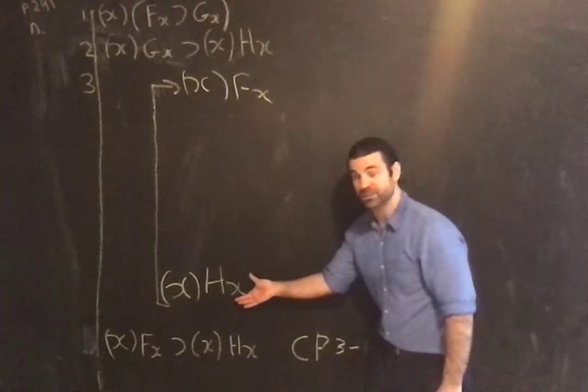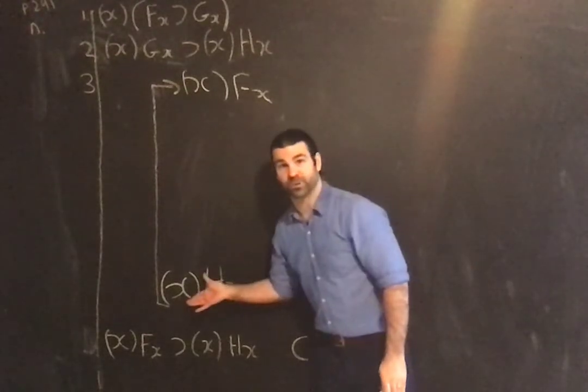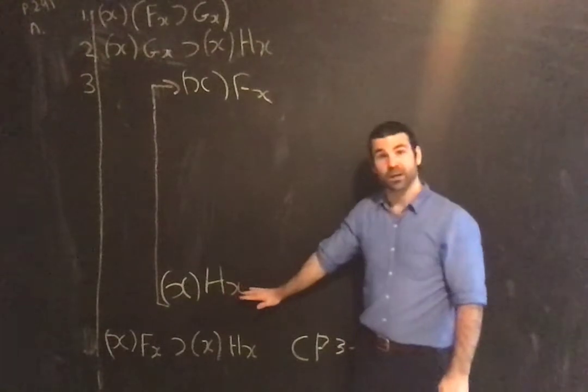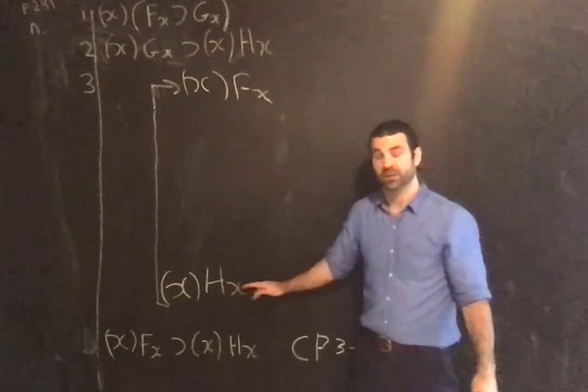Okay, everything is, for all x, Hx. That's the formula I need now. That's my goal, my telos. That's what I'm aiming for, okay? How do I get it, right?